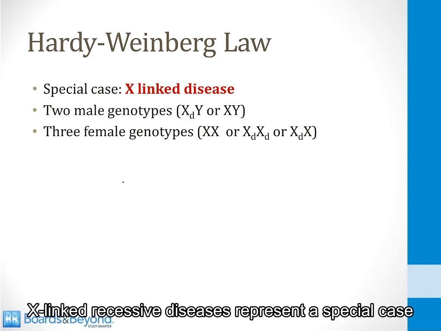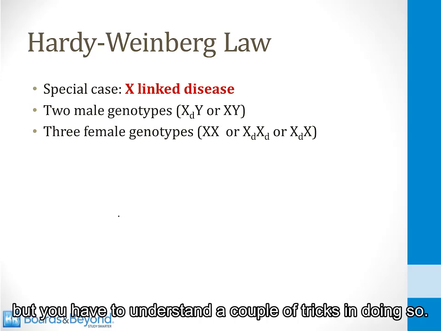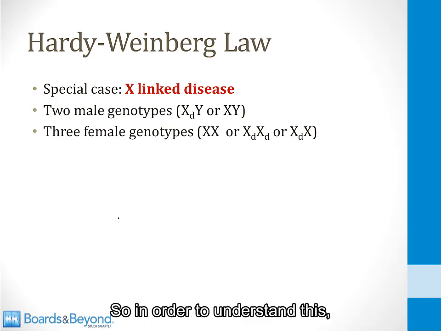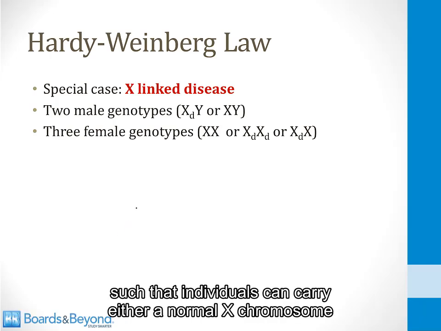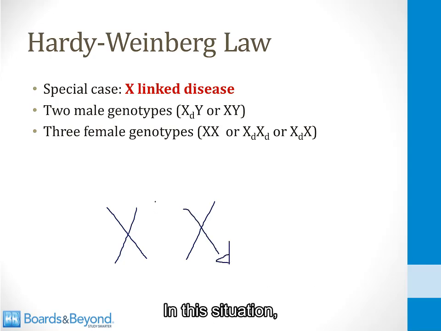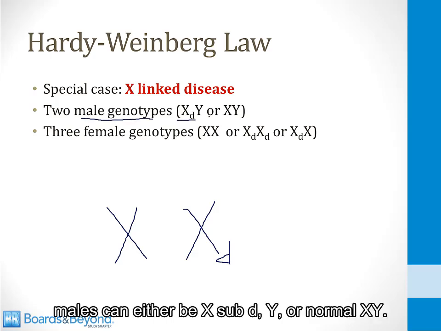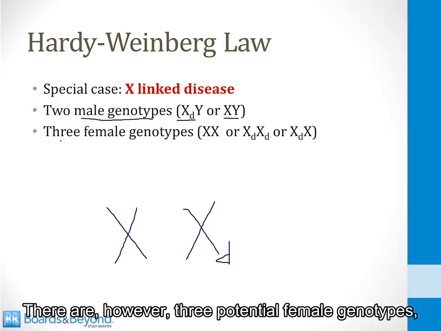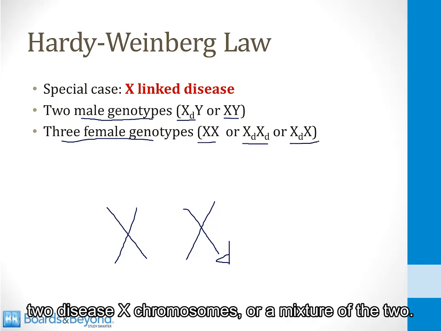X-linked recessive diseases represent a special case where you can apply the Hardy-Weinberg Law, but you have to understand a couple of tricks in doing so. So in order to understand this, let's imagine that we have an X-linked recessive disease such that individuals can carry either a normal X chromosome or a diseased X chromosome, which I will denote X sub D. In this situation, there are two potential male genotypes. Males can either be X sub D Y or normal XY. There are, however, three potential female genotypes. Females can either have two normal X chromosomes, two diseased X chromosomes, or a mixture of the two.